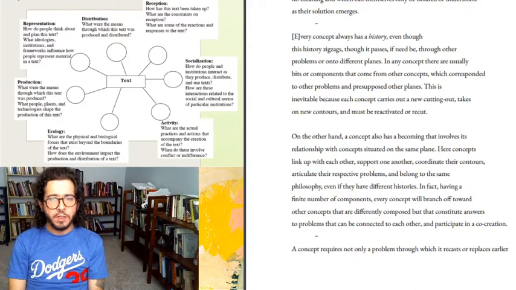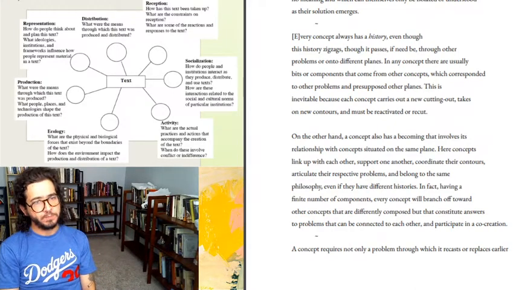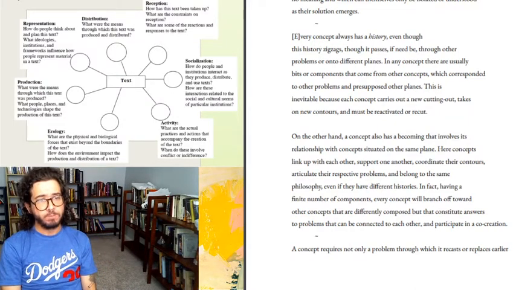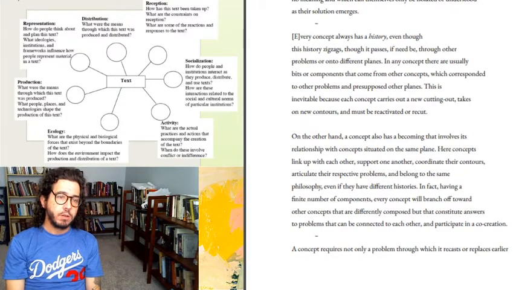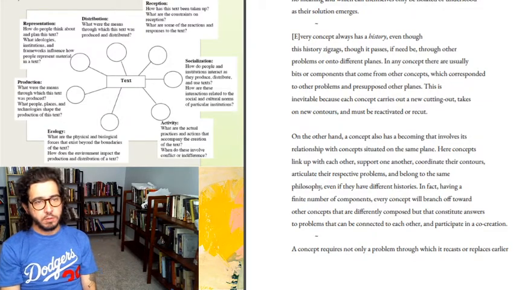But the key is to see all these things as participating in co-creation. All these concepts come together to participate in co-creation, not to solve problems, to confront problems, to see if the problems are true problems or false problems.